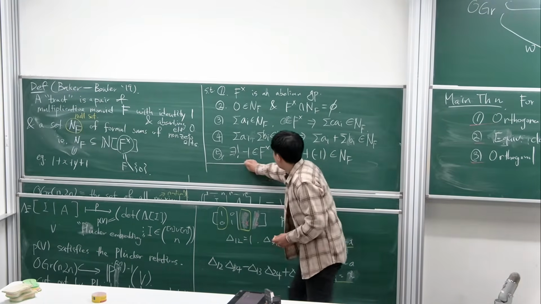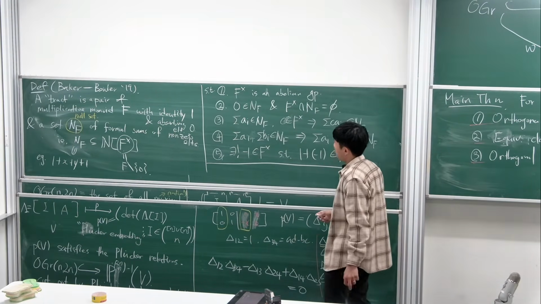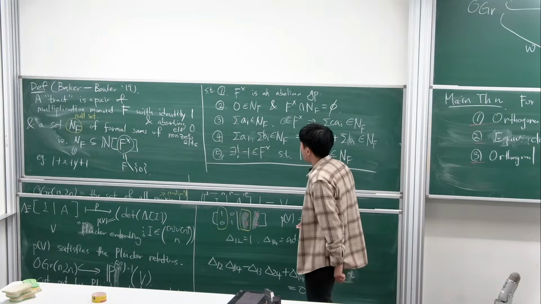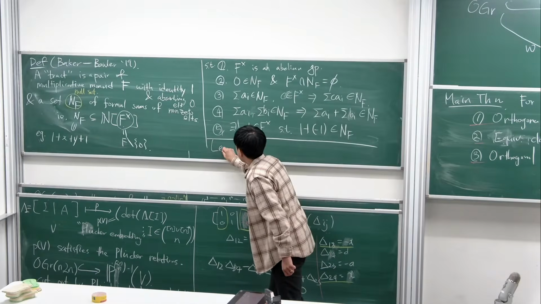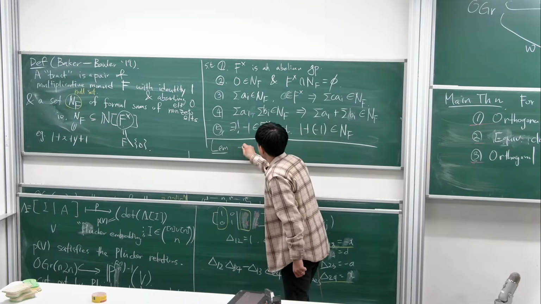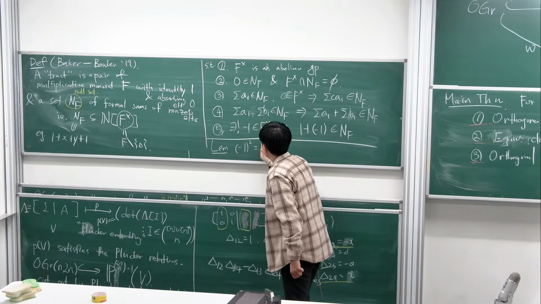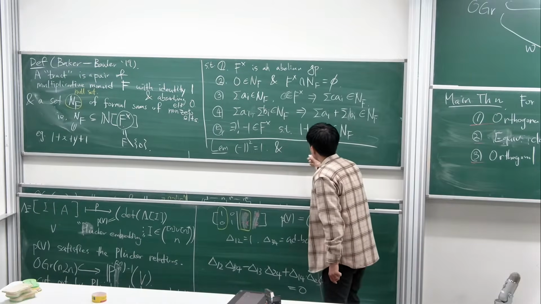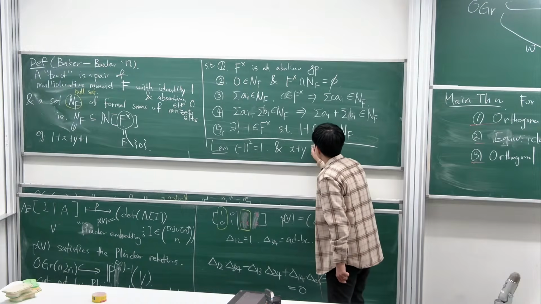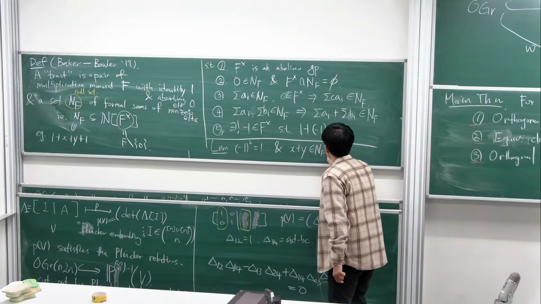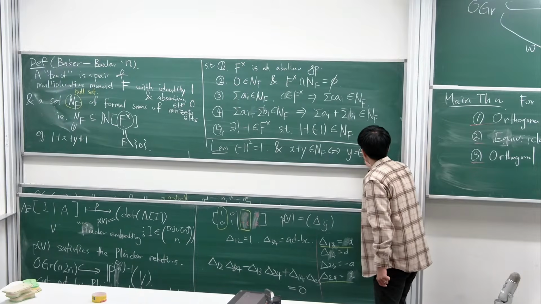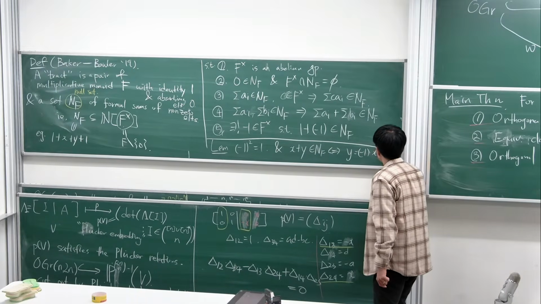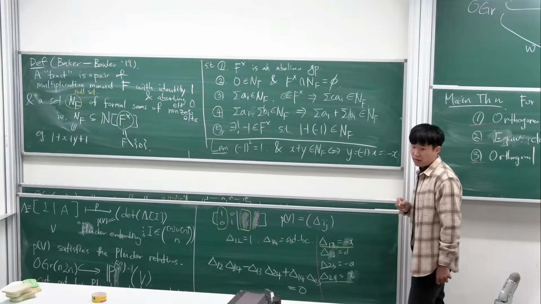And one easy lemma about the track is that if F is a track, then one thing you can check is that the scale of -1 squared is equal to 1. And another very good observation is that x plus y is in the null set if and only if y is equal to negative 1 times x. Usually this is denoted by negative x.